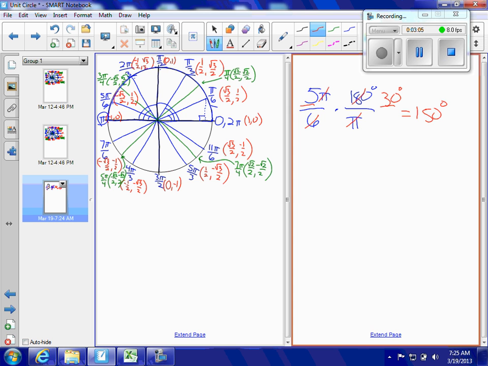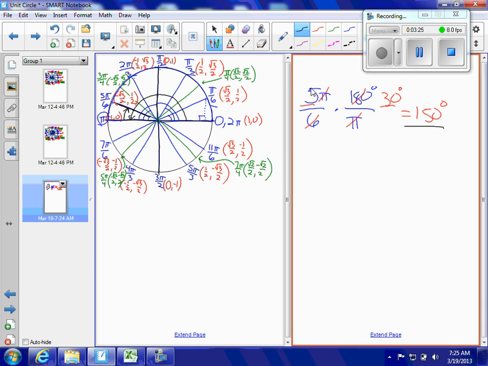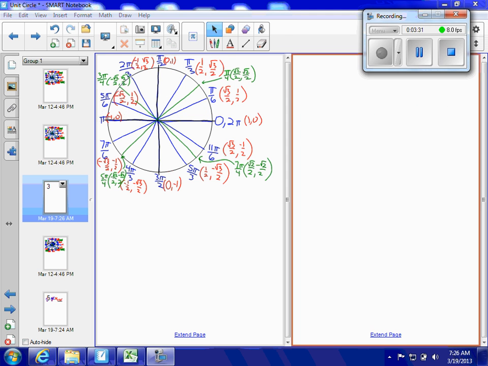Well, the other thing I can do is I can look over here on my unit circle, and I can see if I started here and I went all the way around to this side, it's 180, but I'm only going to 5 pi over 6. So 180 minus this 30-degree wedge is, in fact, our 150 degrees. So that one worked out quite nicely. Let's take a look at our next one.